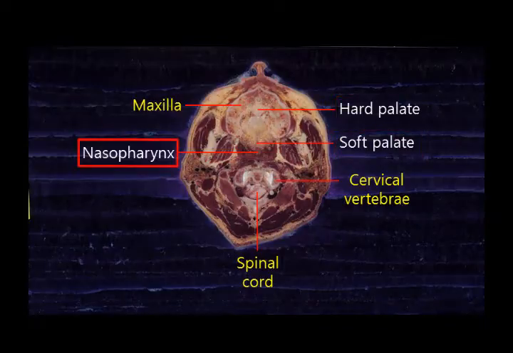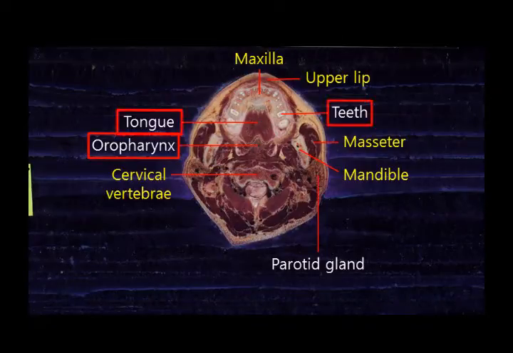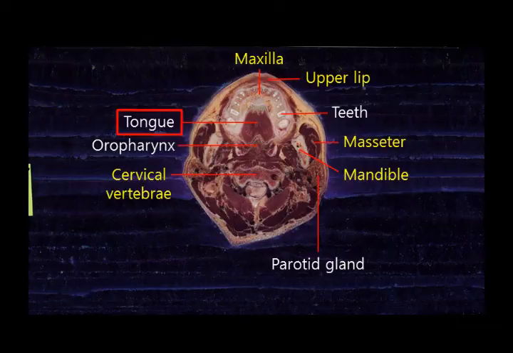This part is the nasopharynx, and it becomes the oropharynx further down. The nasopharynx has become the oropharynx. The front of the oropharynx is the oral cavity, where you can see the tongue and teeth. The tongue, as you can see, is formed by muscles, so you can move it freely.